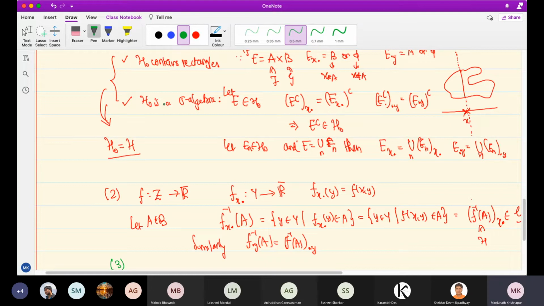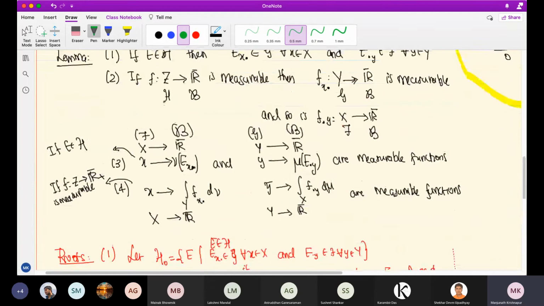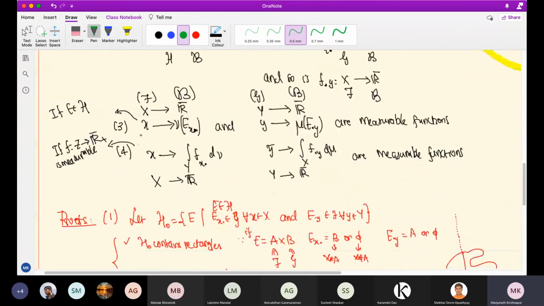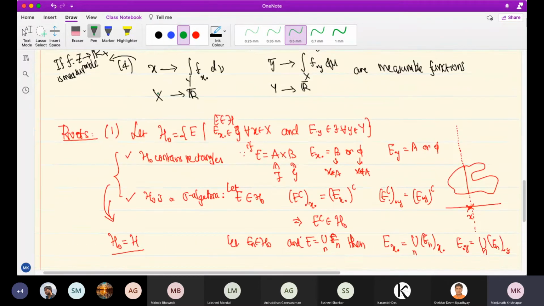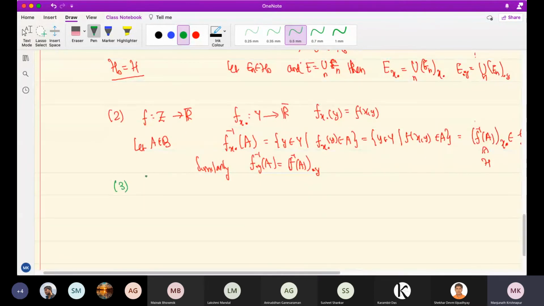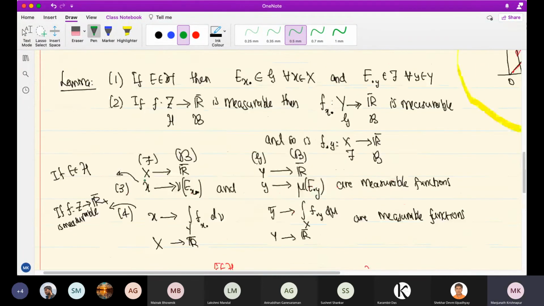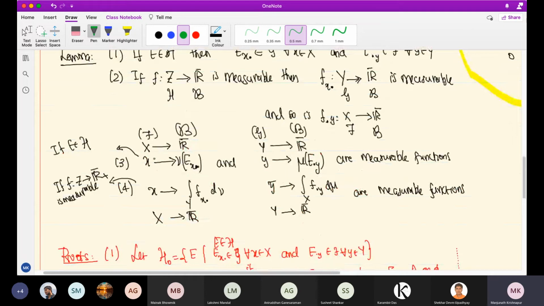So the third part, what is it? We now want to bring the measure in. So I will do 3 and I will leave 4. So x going to nu of E_x dot. So how do we prove this? You have to show that if E is in H, then this is a measurable function. How do you show that? Any idea?